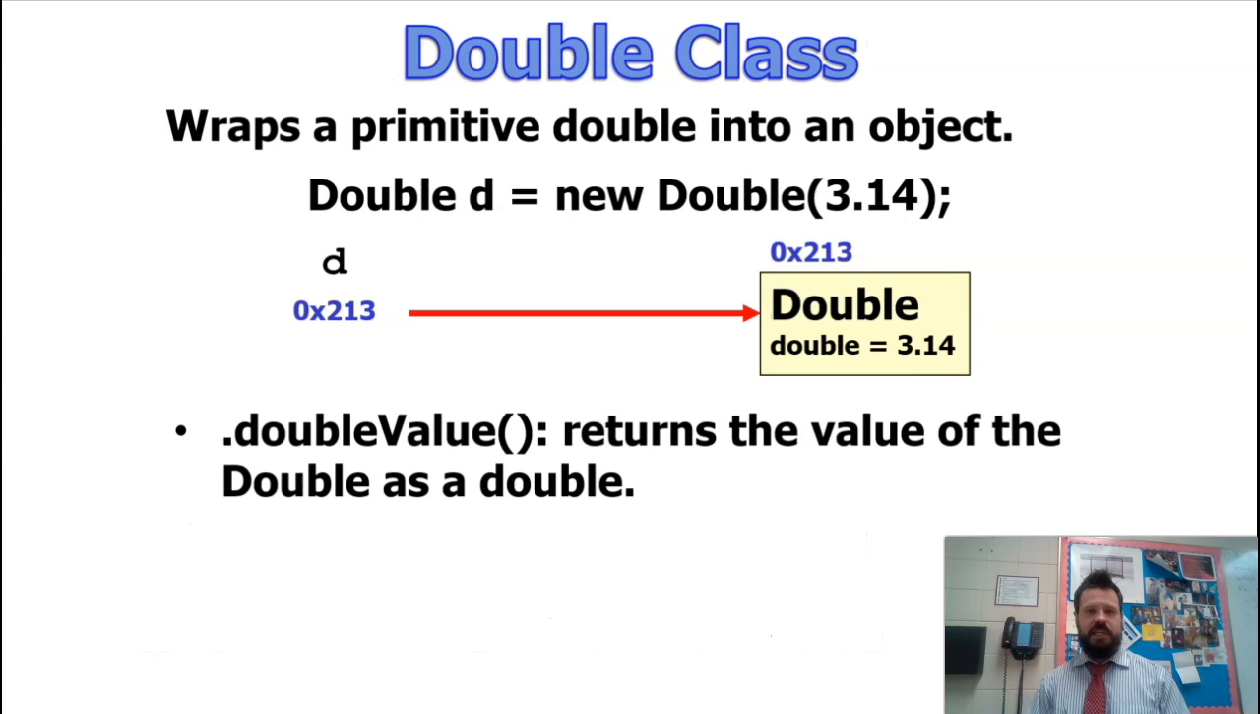Okay, we also have the Double class, which wraps a primitive double as an object. Okay, so same idea, Double d equals new Double 3.14. Okay, which is going to create a Double object reference that points to the Double object with that double value stored. Okay, again, there's some methods and some kind of qualities of that class that we won't necessarily use. I suppose the one thing we might use is doubleValue, which returns its value actually.